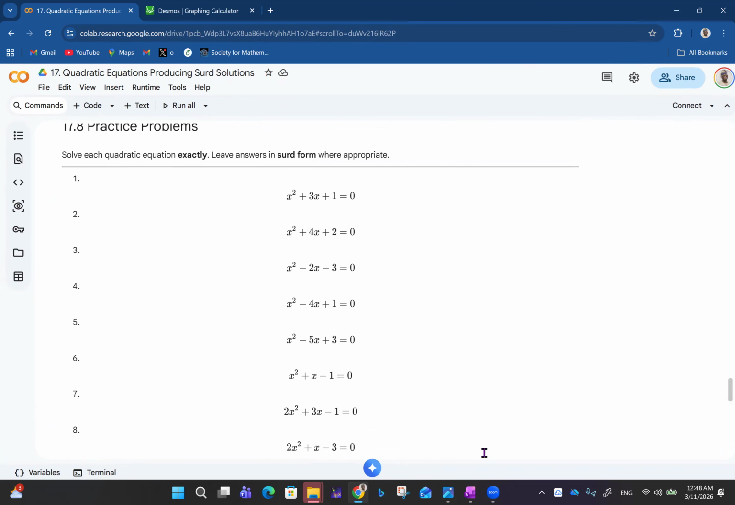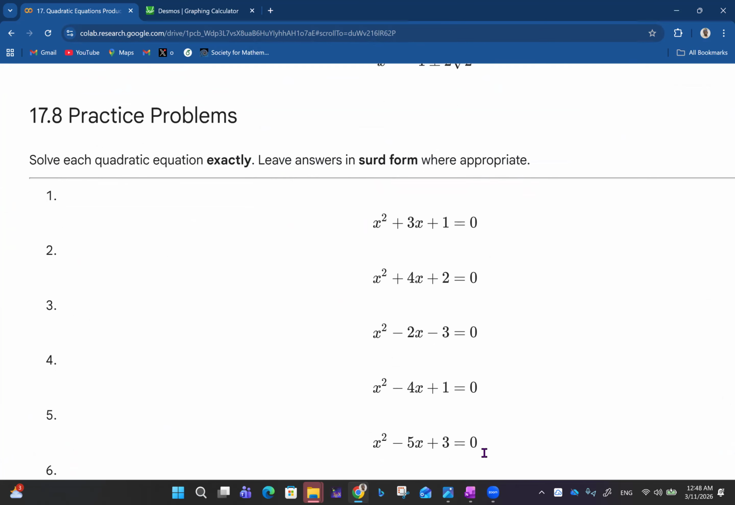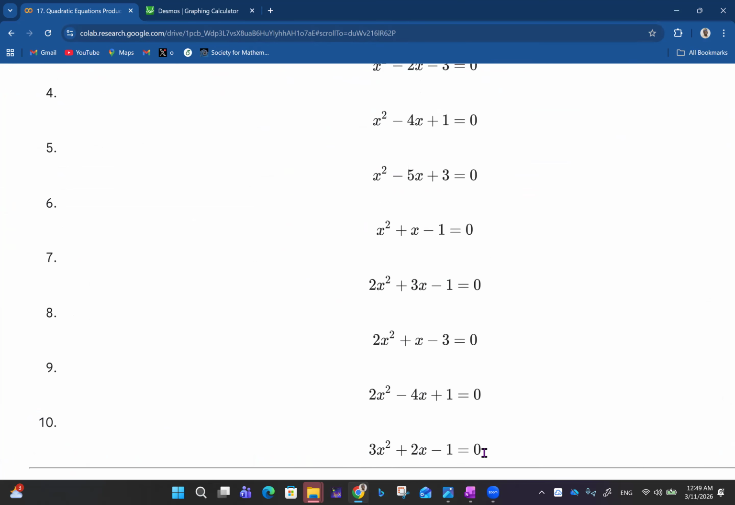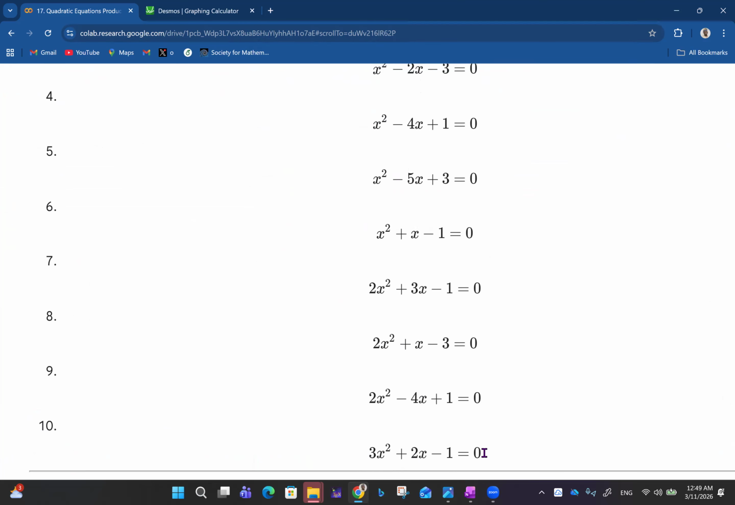Okay, I can't shrink it more than this. So maybe if you just show it in fives, then. So from 1 to 5 and 6 to 10. Okay, I think I want to take 10. 3x squared plus 2x minus 1.